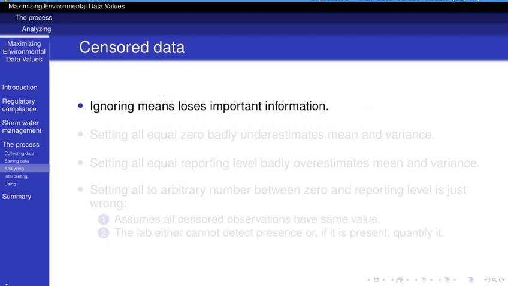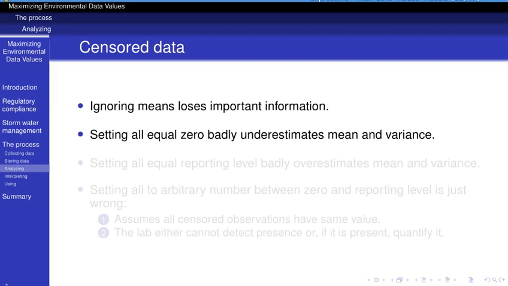There are 4 ways to mishandle these censored data. Ignore them, set all equal to 0, set all equal to the reporting level, set all equal to some percentage between 0 and the reporting level. When we think about this, it makes no sense to do any of these. Ignoring them means that we've lost important information. If we don't know the toxin is present, then we cannot assume it has any negative effects on biota, including humans.